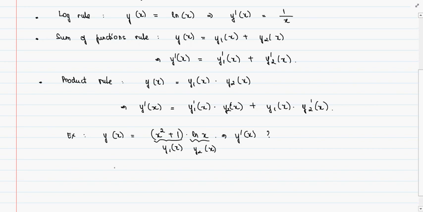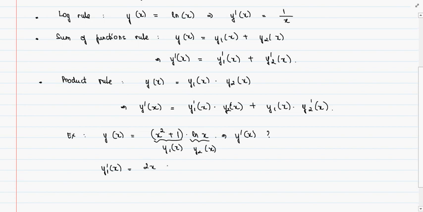Okay, so we know the derivative of y1 of x with respect to x, so if you differentiate x squared plus 1 with respect to x, we see that we have the sum of two functions. The first one is x squared. If you apply the power rule, you get 2x.